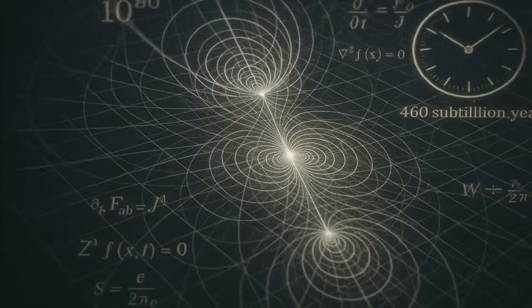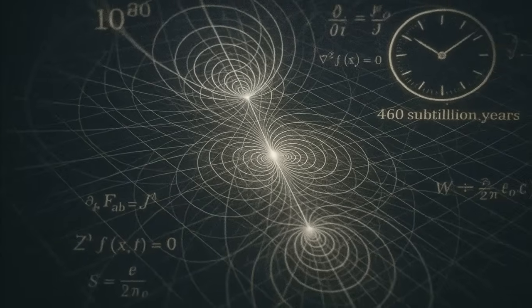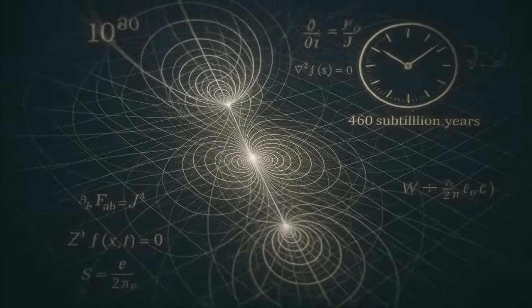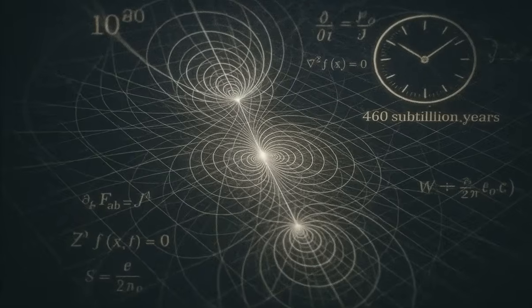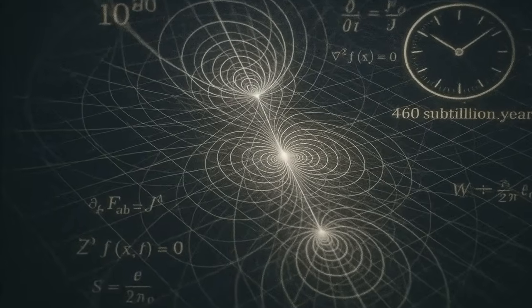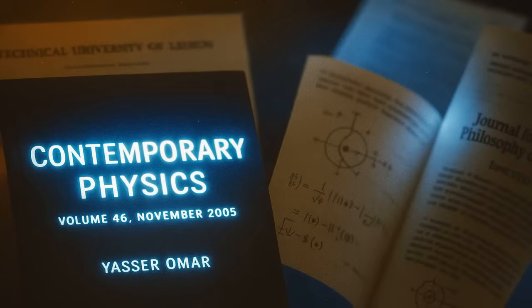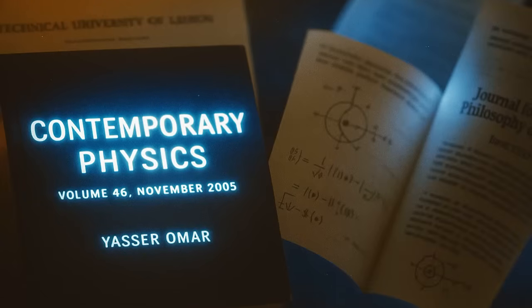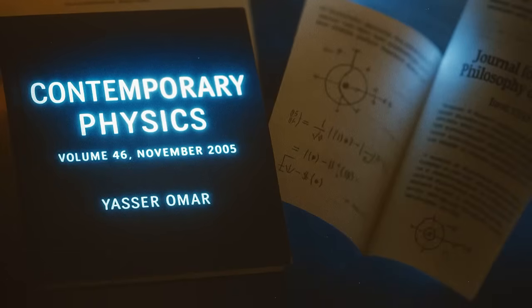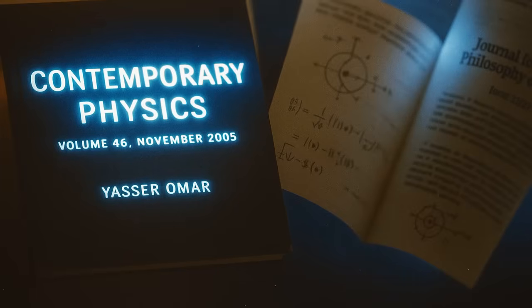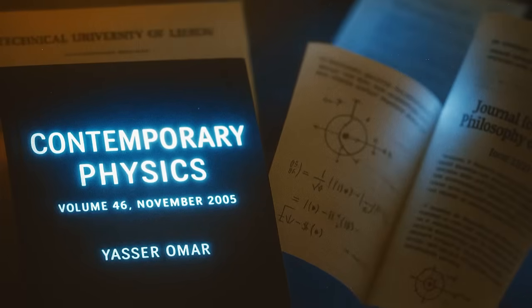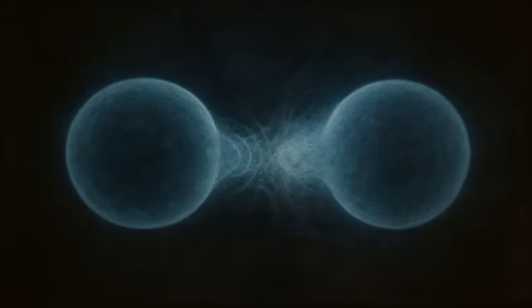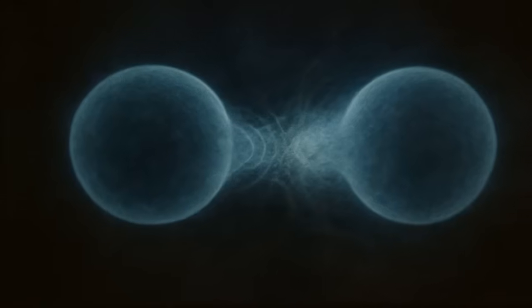This script is researched and factual, using sources from Contemporary Physics Volume 46, published November 2005, by Yasser Omar at the Technical University of Lisbon, detailing indistinguishable particles in quantum mechanics, and the Journal for General Philosophy of Science, June 2020 article by Dennis Deeks on identical quantum particles as distinguishable objects, which rigorously examines the factorism assumption and symmetrization postulates in quantum field theory. Now back to the information.